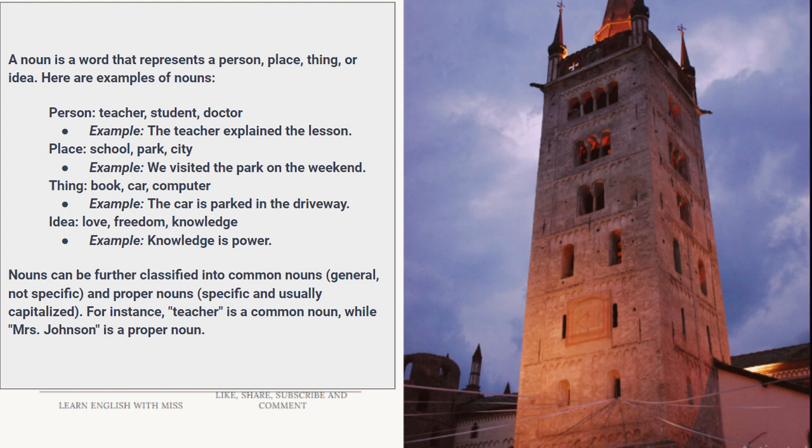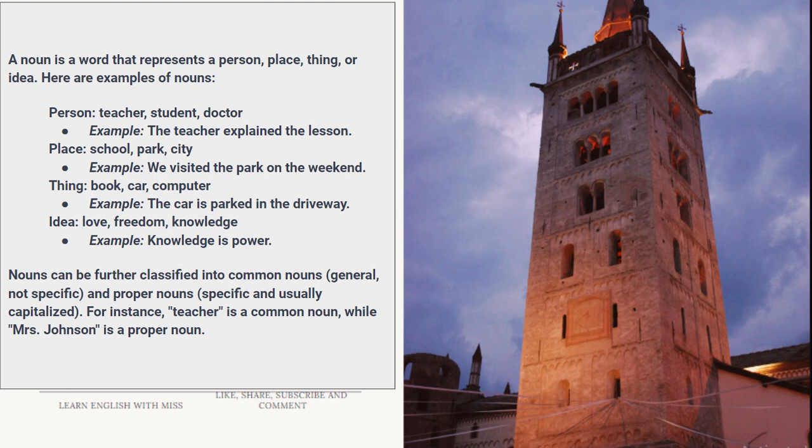Here are some examples of nouns. A person can be a teacher, a student, or a doctor. Here is a sentence. The teacher explained the lesson. Place can be a school, a park, or a city. Here is an example sentence. We visited the park on the weekend.